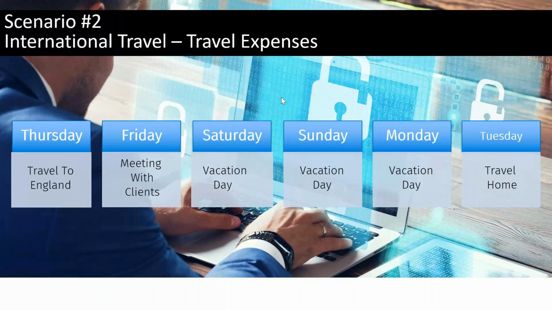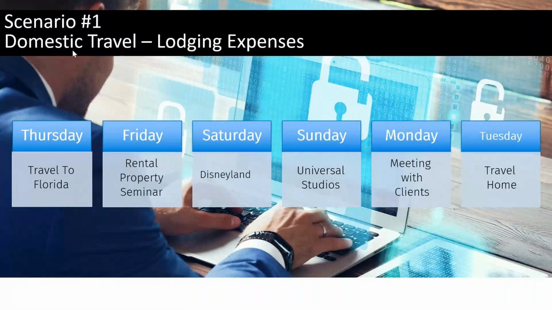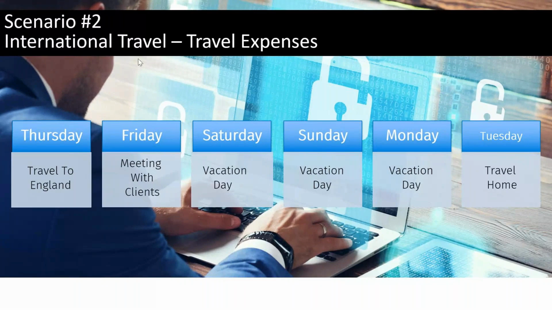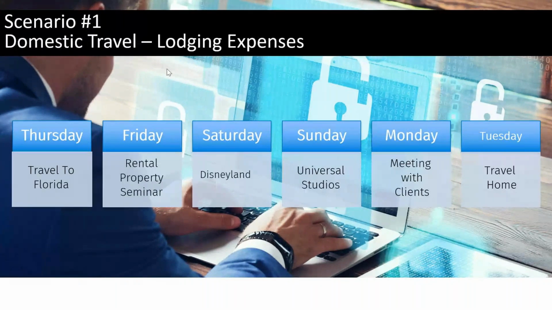And furthermore, there's even more deductions that you can take. When I think of travel expenses, I think specifically of a plane or gas, or taking a train. But even the lodging for both of these scenarios, whether it's the domestic travel or the international travel, is going to qualify too. So if we go back to our domestic travel, they're going to Disneyland on Saturday, going to Universal Studios Sunday. The lodging for these days would also be deductible. They can deduct the lodging for all of these days.